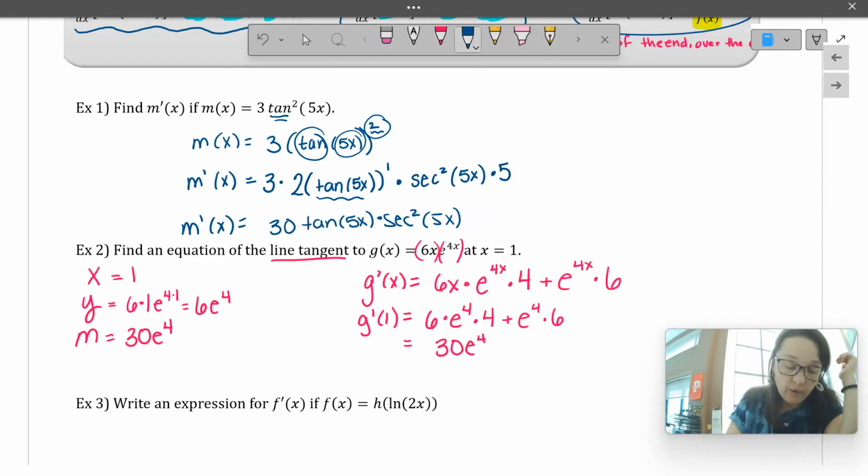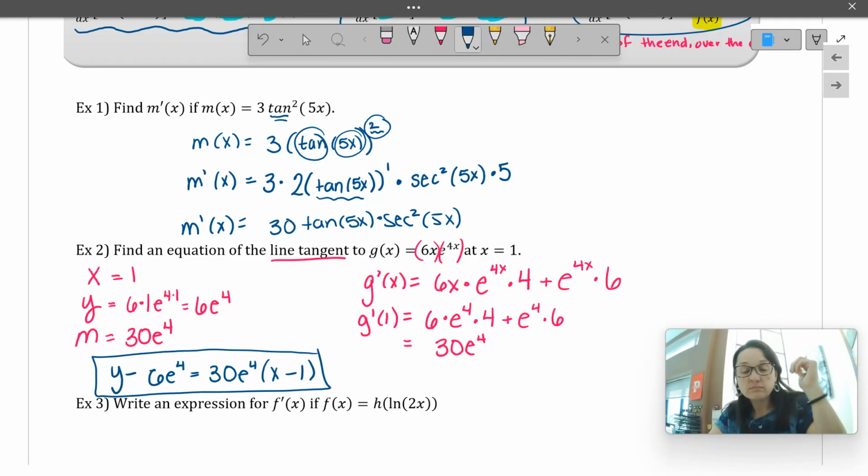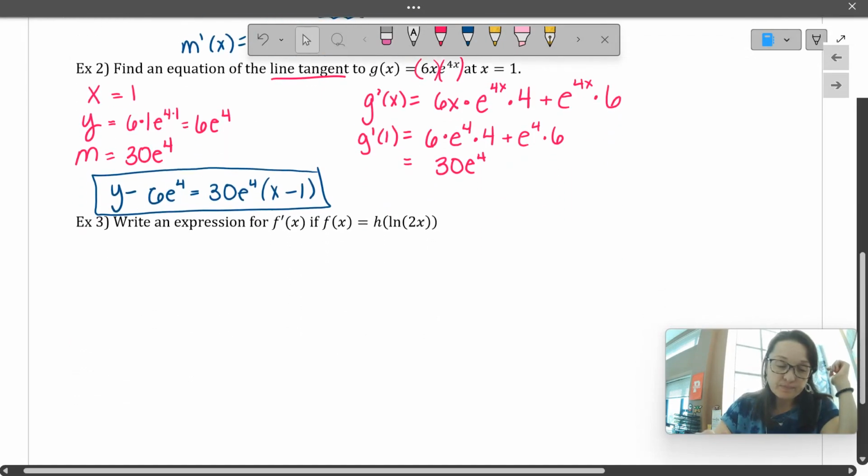Okay, and now I have a tangent line. y minus y1 equals m times x minus x1. That's it. It's okay to have e's as your m's. It's okay to have e's as your y value, no problem. And there's a tangent line.